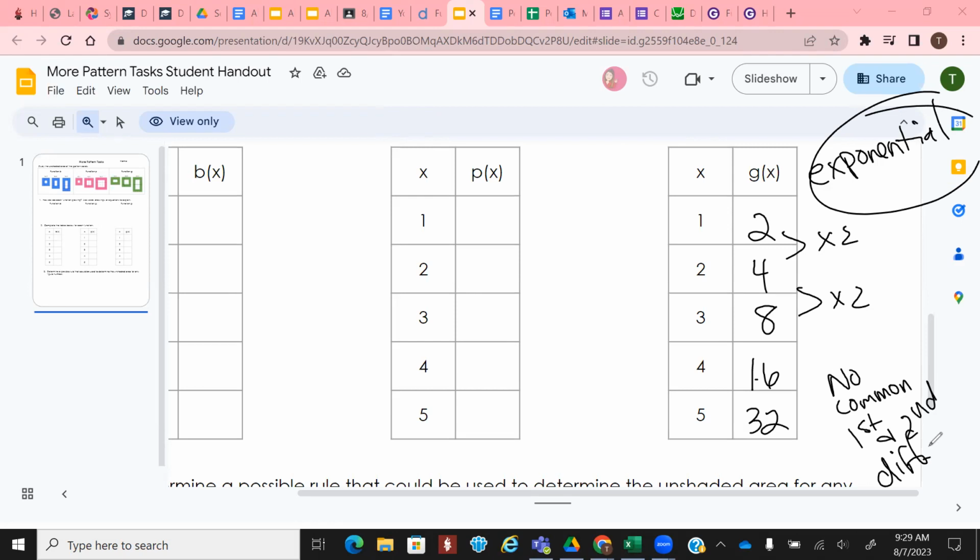Questions over that? Okay, for my equation, this is the answer to number 3. We're going to have y equals 2 raised to the x. That's an exponential.